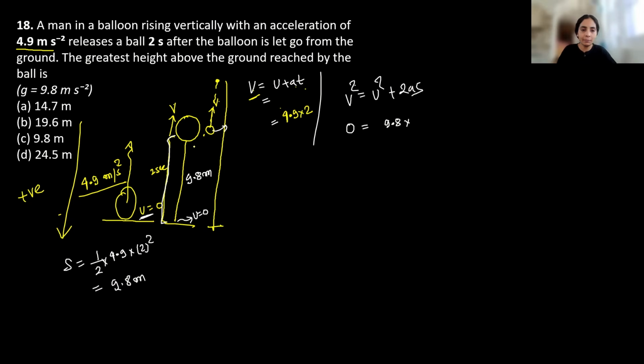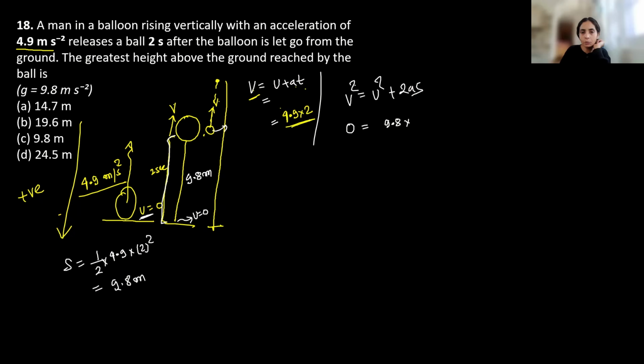The mistake I made was that I completely forgot that the balloon had its own acceleration of 4.9 meter per second squared in the upward direction. So against gravity it is able to move because maybe a certain force is operating inside it, because of which its net acceleration is up. Okay, so I'm really sorry, I got distracted actually.